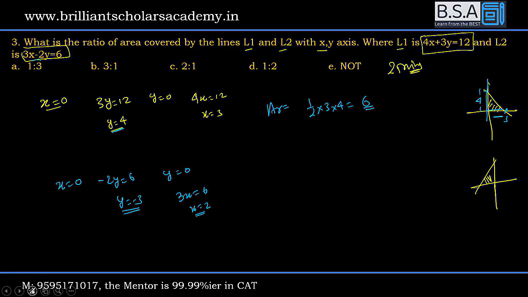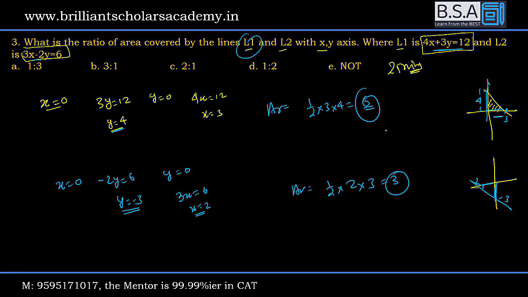The graph is downwards. What have we got? x is equal to 2 units and y is equal to minus 3. See, the y is negative, but height will be taken as 3. Don't take height as negative, and base is 2. What is the area? 1 by 2 into base into height. So the area is 3. What is the ratio between these two? See, the L1 is first, so the area will be in the numerator. 6 by 3 is 2 by 1.